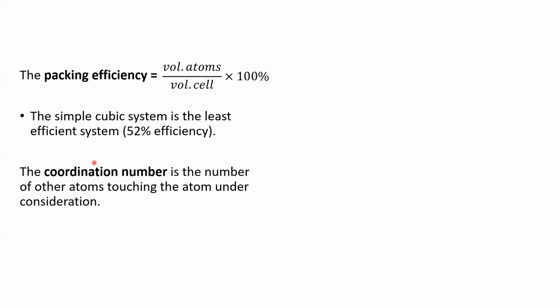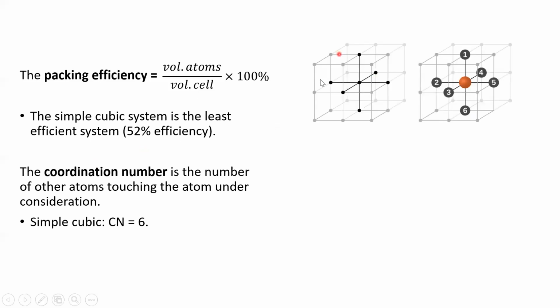When we talk about the unit cells, one of the things that's considered is what's called the coordination number. The coordination number is just the number of atoms that are coming in contact with the atom that we're looking at. For simple cubic systems, the coordination number is 6. So if we're looking at a simple cubic unit cell, and this is the cell of interest, it's connected to 6 other atoms. So the coordination number is 6.